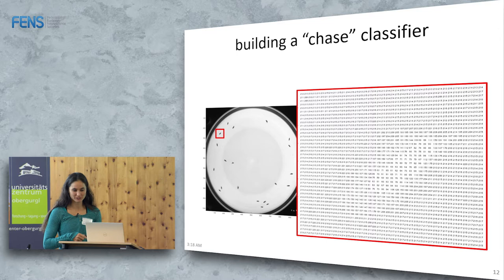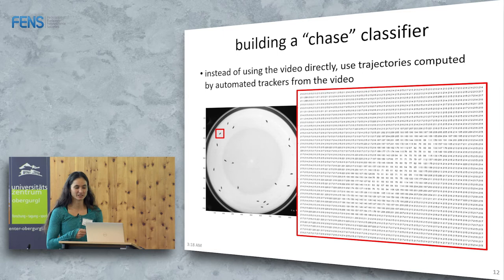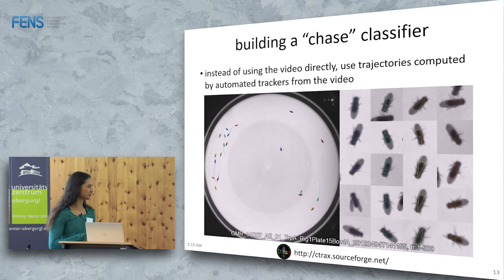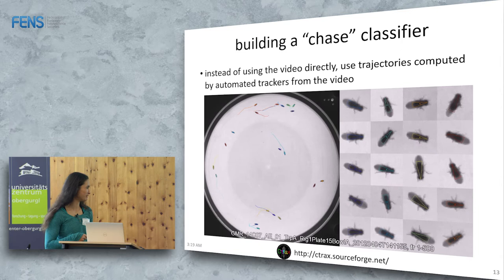And so what we've done so far in our lab is, instead of using the video directly, we're going to track the flies first using automatic trackers and then try to do classification on the trajectories. So one thing that I worked on as a postdoc was tracking groups of fruit flies. There's this program, C-Tracks, that you can download. It's about 10 years old at this point, but we still actually use it.